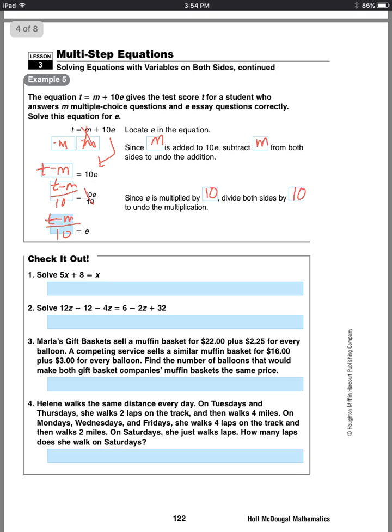Alright, we were just solving that equation for e. I thought we had to find something out, but there you go.